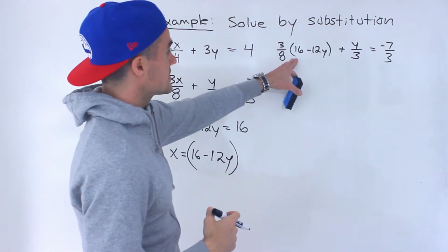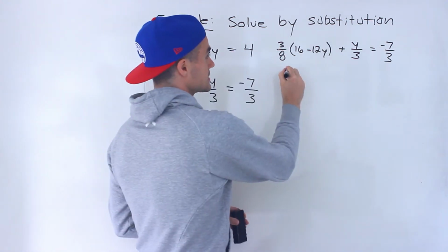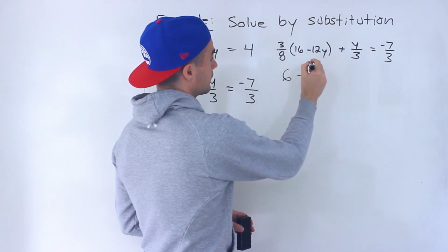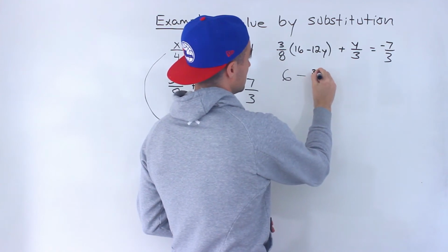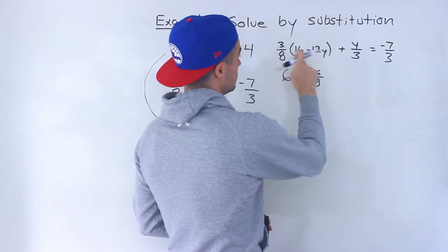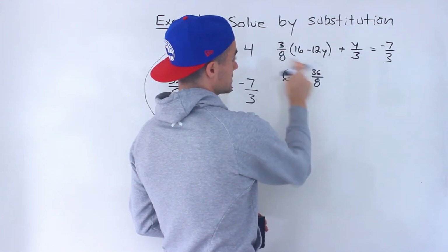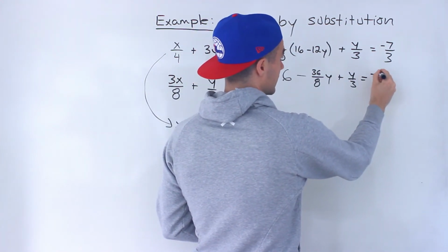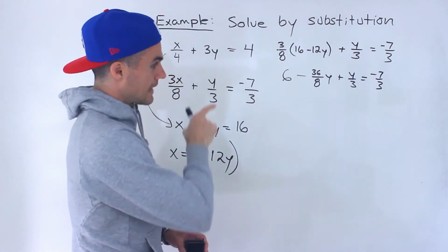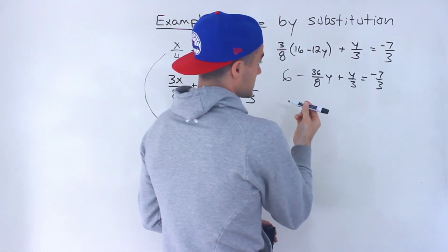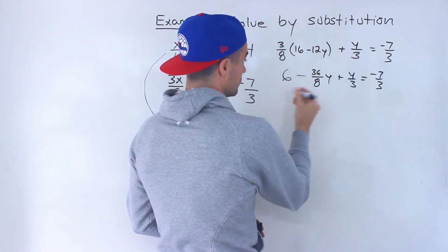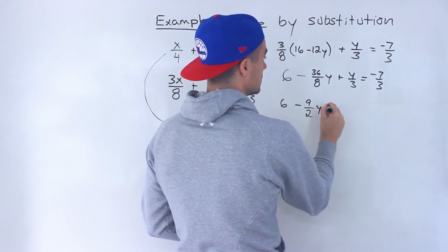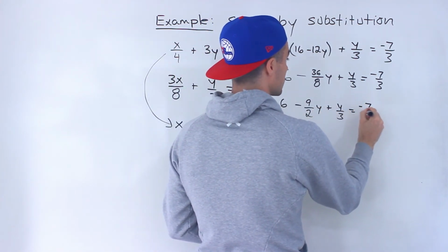And so from here, 3 over 8 times 16, 8 goes into 16 twice, times 3 is 6. And then over here, we would have 3 over 8 times negative 12, that would be what, negative 36 over 8? Actually, let's just do all the steps. So 3 times 12 is 36, and then this is over 1 times 8, which is just 8, so we'll have y over here plus y over 3 is equal to negative 7 over 3, like that. Now the 36 over 8, that would simplify to what? We could divide this by 4, divide this by 4, so we'd have 6 minus 9 over 2y plus y over 3 is equal to negative 7 over 3.